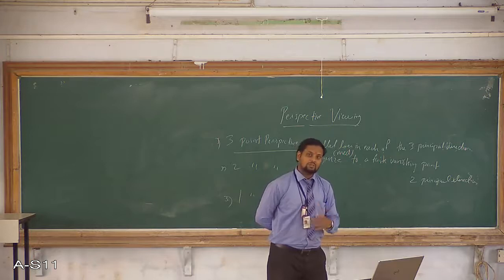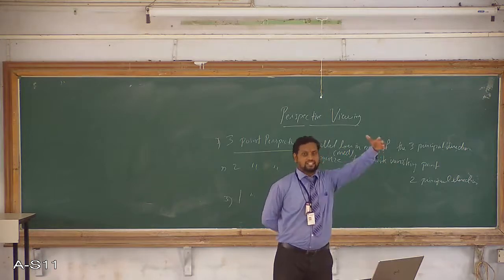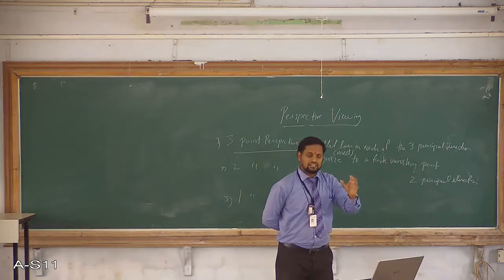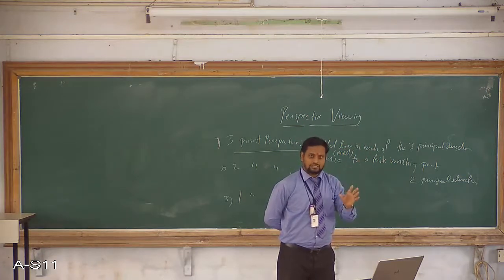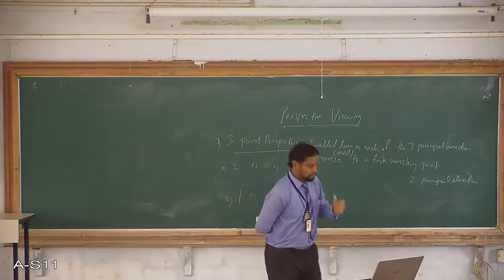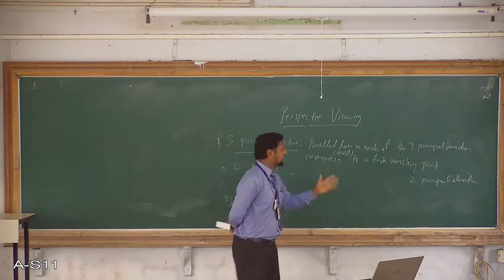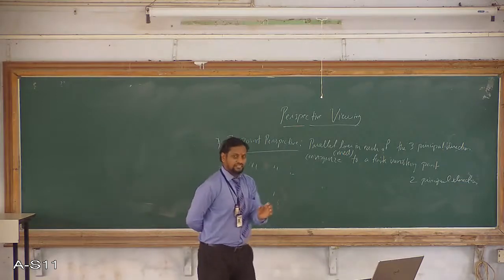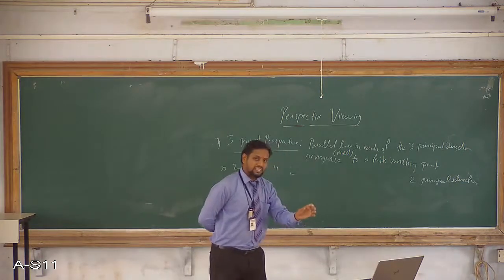When I say orthogonal projection, the viewing is infinite, because the direction of projection will be the COP. They will not be meeting each other, so they will be infinite. Whereas when I say perspective viewing, it is finite. They will be limited. They are going to meet at a certain point.